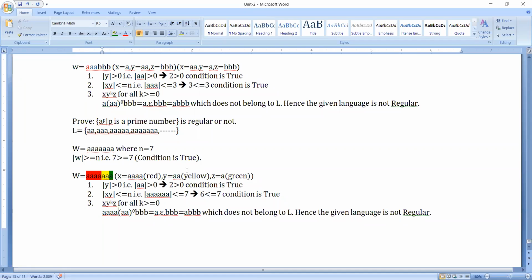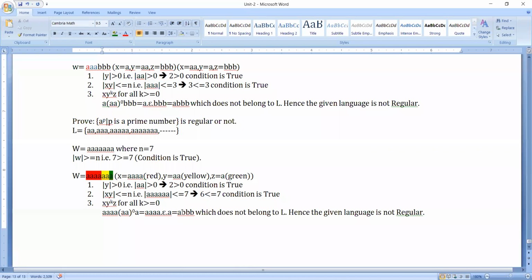Then what is the y value? y is aa. Now I am doing aa power 0. What is our z value? The z value is a single small a. Why am I taking power 0? The reason is that the value of k should be greater than or equal to 0. Now, when you do this, the result will be 4 a's concatenated with epsilon. Then we got the small a.